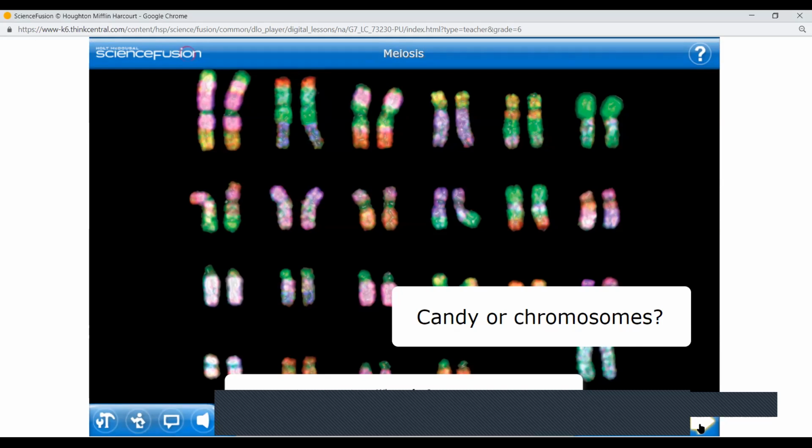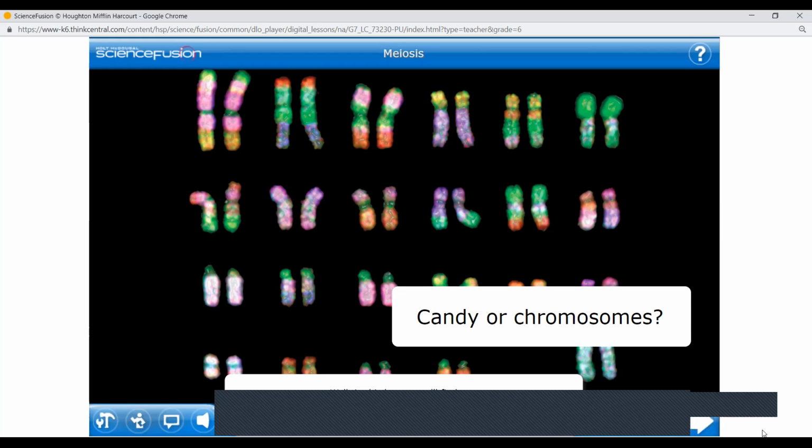Why so few? 23. Who has half the number of chromosomes? Sex cells. Sex cells are also called gametes. So gametes have half the number of chromosomes. Okay? Our body cell, each cell of my body, has how many chromosomes? Each cell of my body has 46 chromosomes.